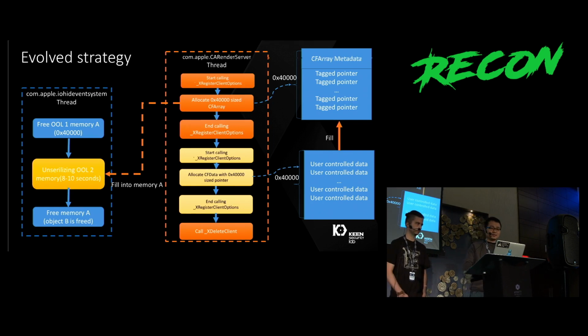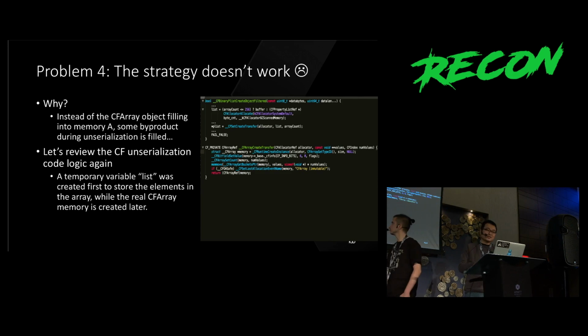And then in the middle of that, we call XRegisterClientOptions again. This time, we try to fill in the CF data's pointer, where every byte we can control, and its size is 0x40,000 also. After that, we trigger XDeleteClient to make a virtual table call on the freed CF array, where its vtable has been controlled by our data, so that we can achieve code execution. So this is our planned strategy, but in fact, it doesn't work.